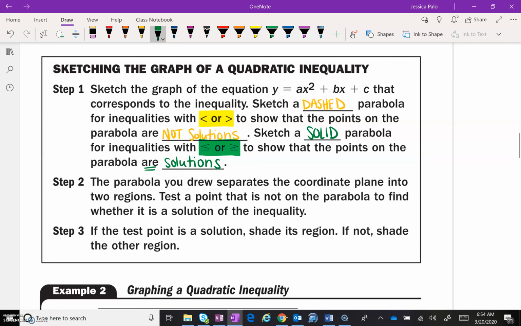Step 2. After you draw the parabola, it has separated your coordinate plane into two different regions. We can't necessarily call these half planes anymore because a parabola is not a straight line, but it is separated into two different regions. So you are going to pick a test point. We've done test points before. Your test point will typically be 0, 0, but remember, the only time you cannot use 0, 0 is if it falls on the actual parabola. After you do the test point, if the test point is a solution and it is true, you shade that side of the parabola. If your test point is false, you shade the opposite region.